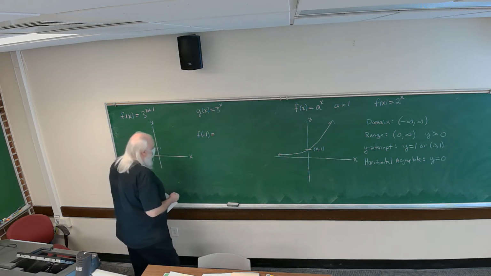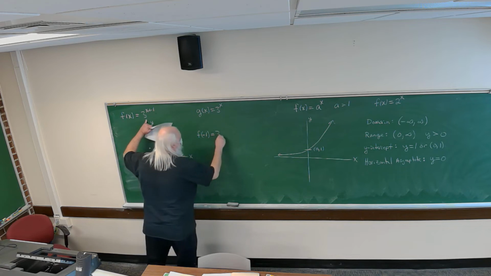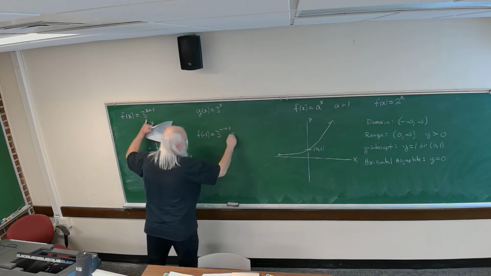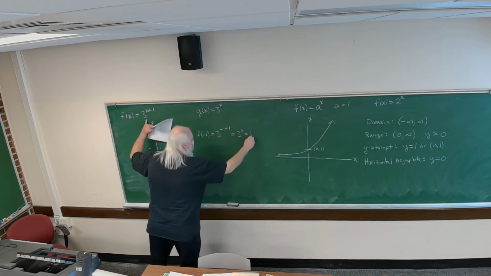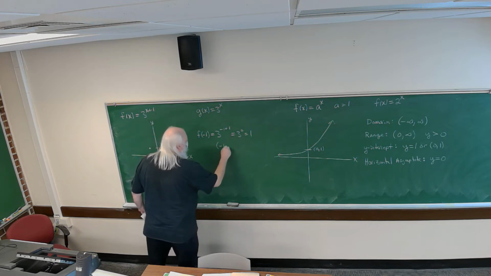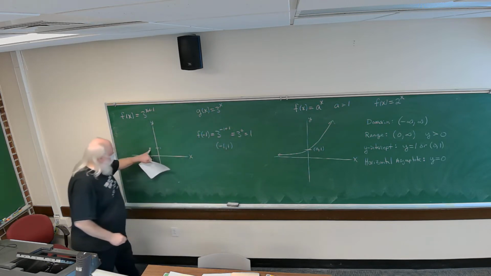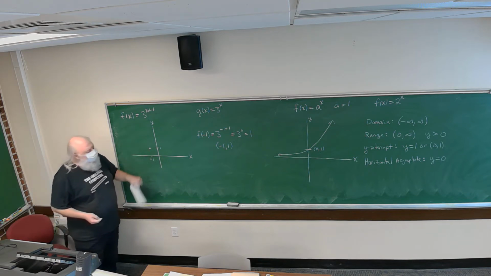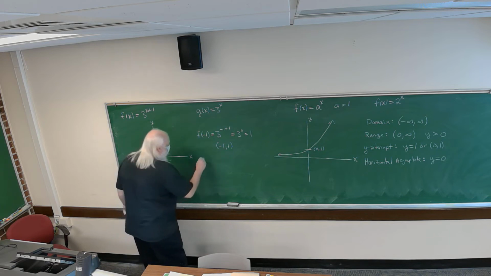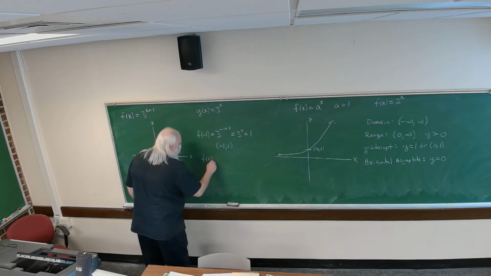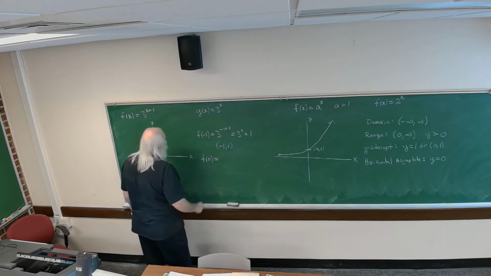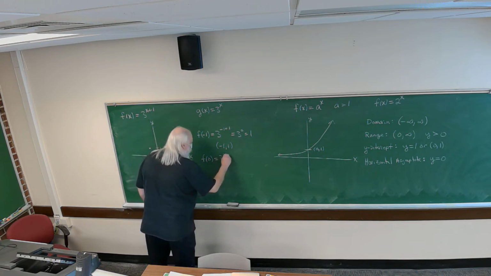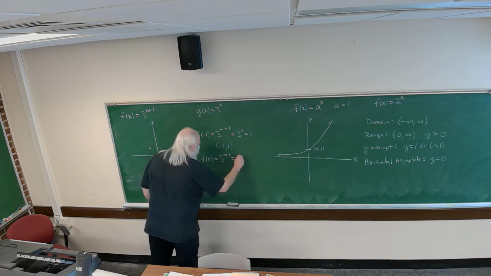So f of minus 1 is 3 raised to the minus 1 plus 1, which is 3 to the 0, which is 1. So the point minus 1, 1 is on the graph, right, which I plotted here. And we knew that from the shift, okay? The new y-intercept, you evaluate the function at x equals 0. You get 3 to the 0 plus 1, which is 3 to the first power, which is just 3. And so the new y-intercept is 0, 3.